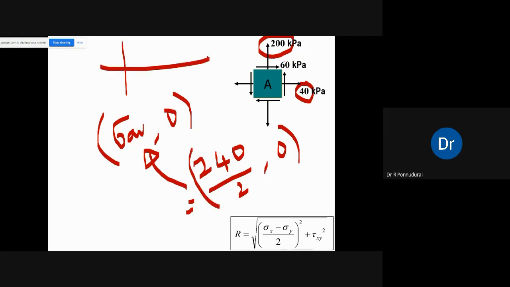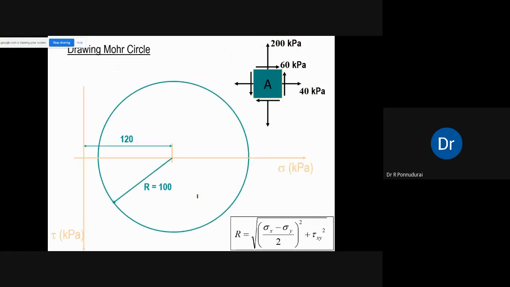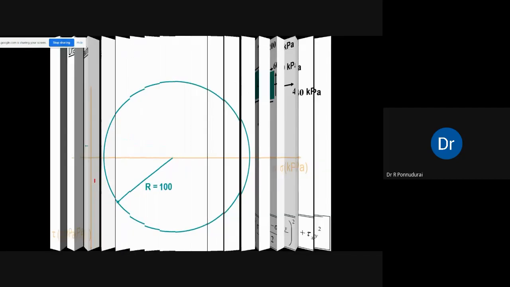You have the graph sheet. This axis represents the sigma, this axis represents the tau. The center point we have to find. The center point is equal to 120 comma zero. Mark the center point. Now we've been given sigma x and tau xy. What is sigma x and tau xy? 40 comma 60. Just mark 40 comma 60 there. Join the center point and that 40 comma 60 point. This is the center point 120, and here it is 40 comma 60.